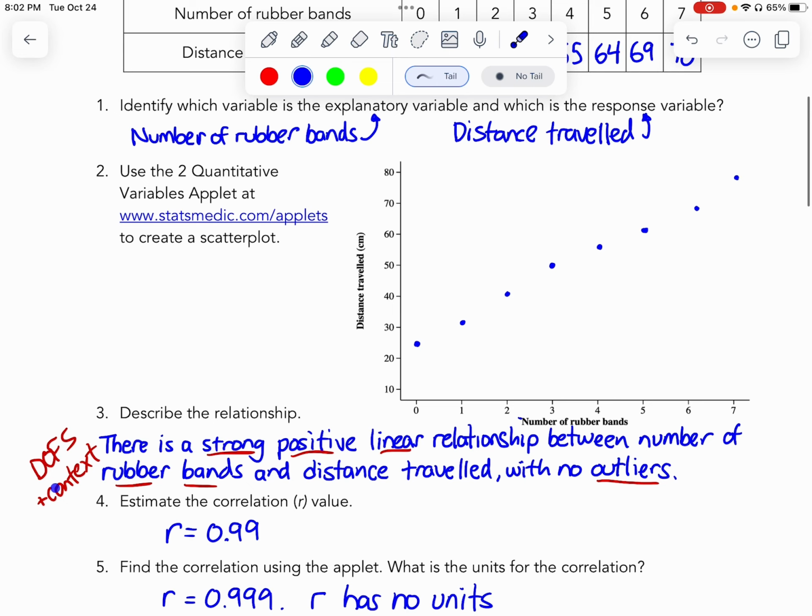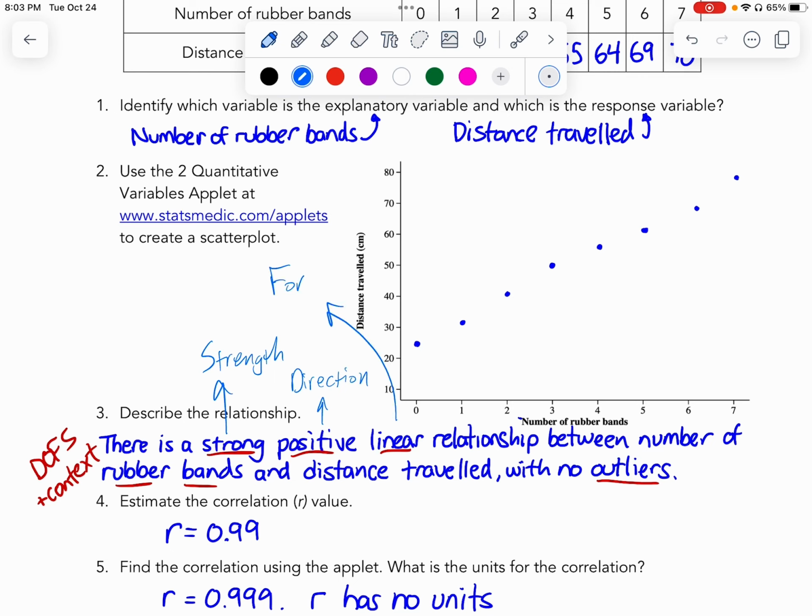Number 3 is DOFs, if it says describe it. So let's see if you know which letters are which, okay? I've underlined a lot of it. So strength is here. This is the S. So it could be moderate, okay? This is the direction. It's positive because it's uphill. Linear, this is the form, okay? And outliers is the O for outliers. Okay, that's DOFs. Make sure you address all of those.